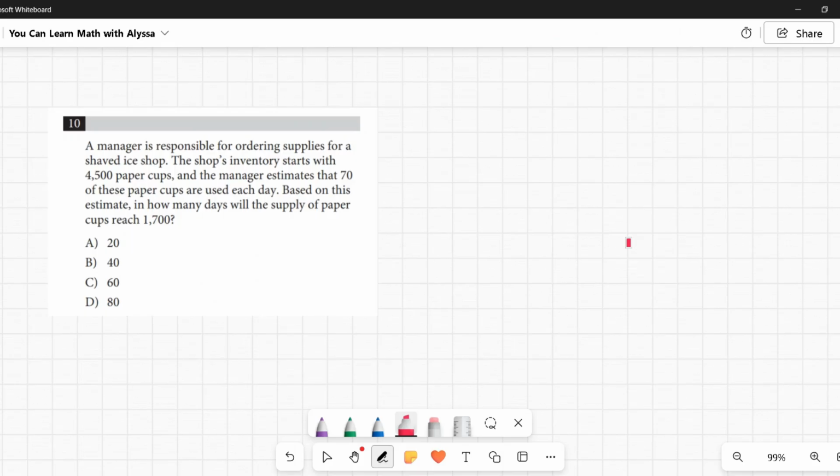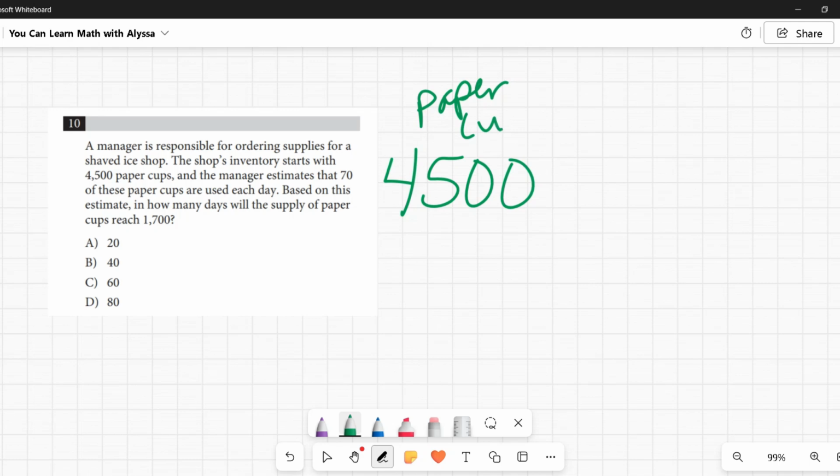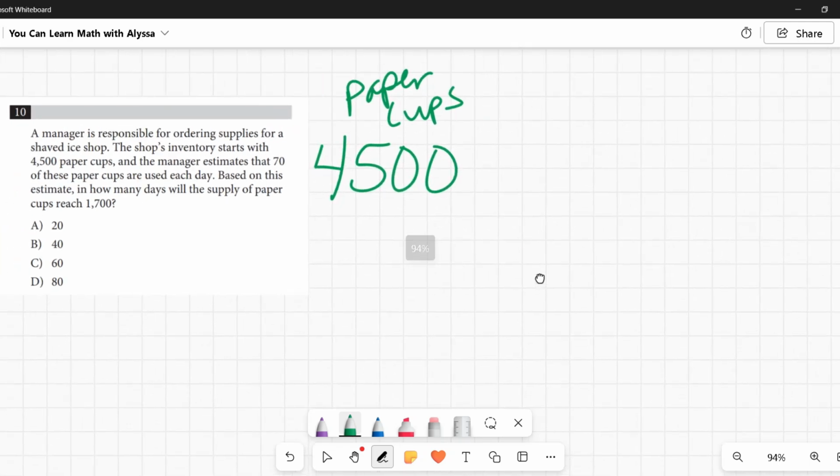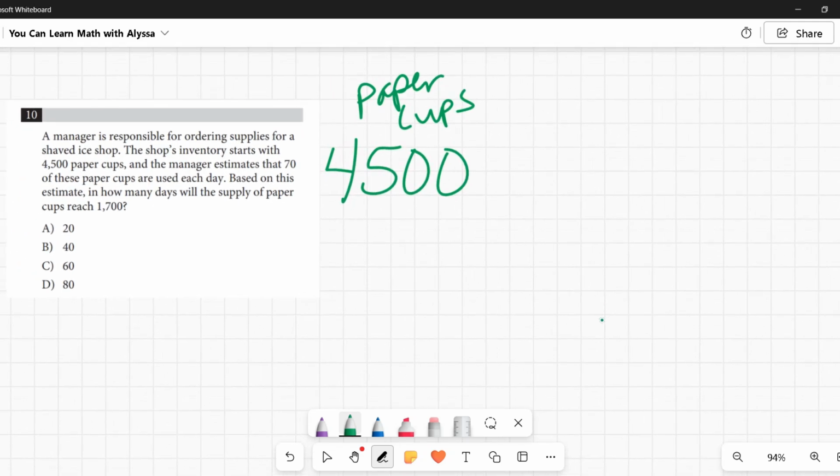Number 10, a manager is responsible for ordering supplies for a shaved ice shop. The shop's inventory starts with 4,500 paper cups. And the manager estimates that 70 of these paper cups are used each day. Doesn't seem like really a lot of business for this shaved ice shop, but okay, apparently he's doing all right for himself.